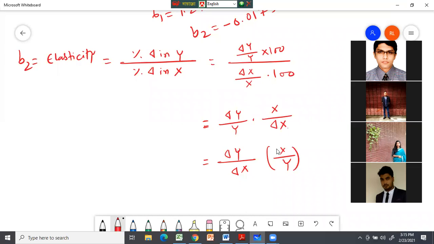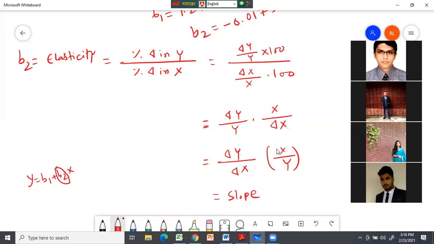Okay. This change in y divided by change in x is your slope coefficient. Because in a classical linear regression model, like y equals b1 plus b2x, this b2 is the slope coefficient. And this slope coefficient means how much change in y has occurred due to the change of x. This is shown by the absolute change in y due to the absolute change in x. This is not the relative form.